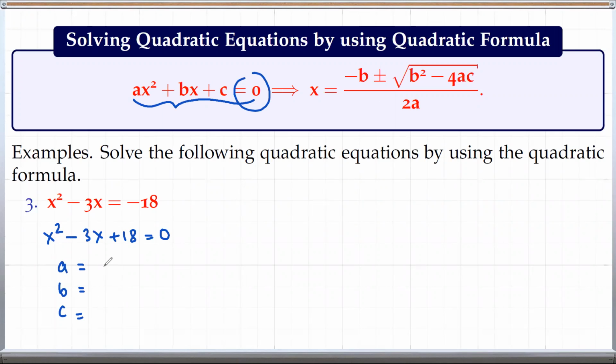So a is the coefficient of x squared, which is 1. B is the coefficient of x, which is negative 3 in this case. And c is the constant term, which is 18. We got a, b, c. Now we are ready to apply the formula.